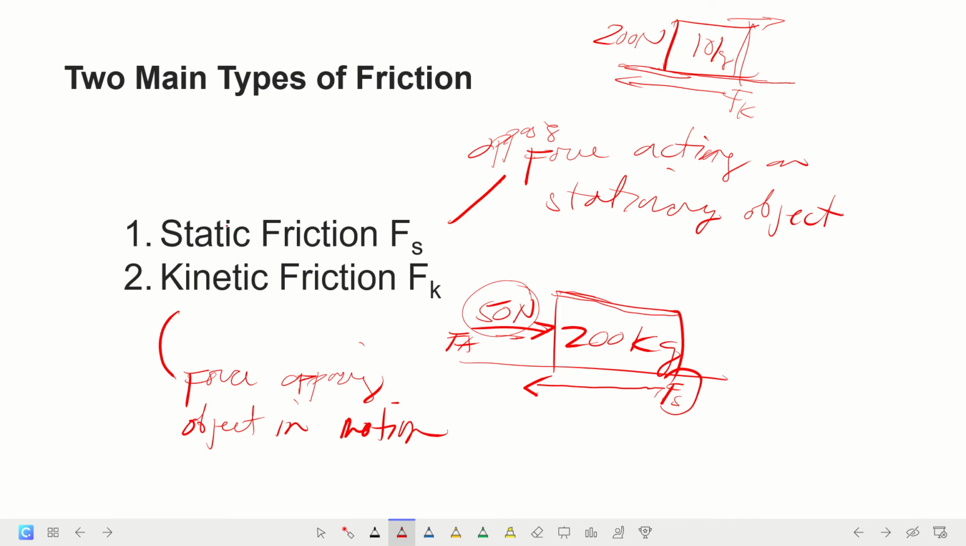So that is the difference between the two. So kapag nag-apply tayo ng force and then yung object where we applied the force did not move, did not change its motion, or just remained stationary, then the friction force that is opposing our applied force and the motion is static friction. But if we apply a force to an object and that object starts moving, the friction force that is acting or opposing the motion and our applied force is the kinetic friction.